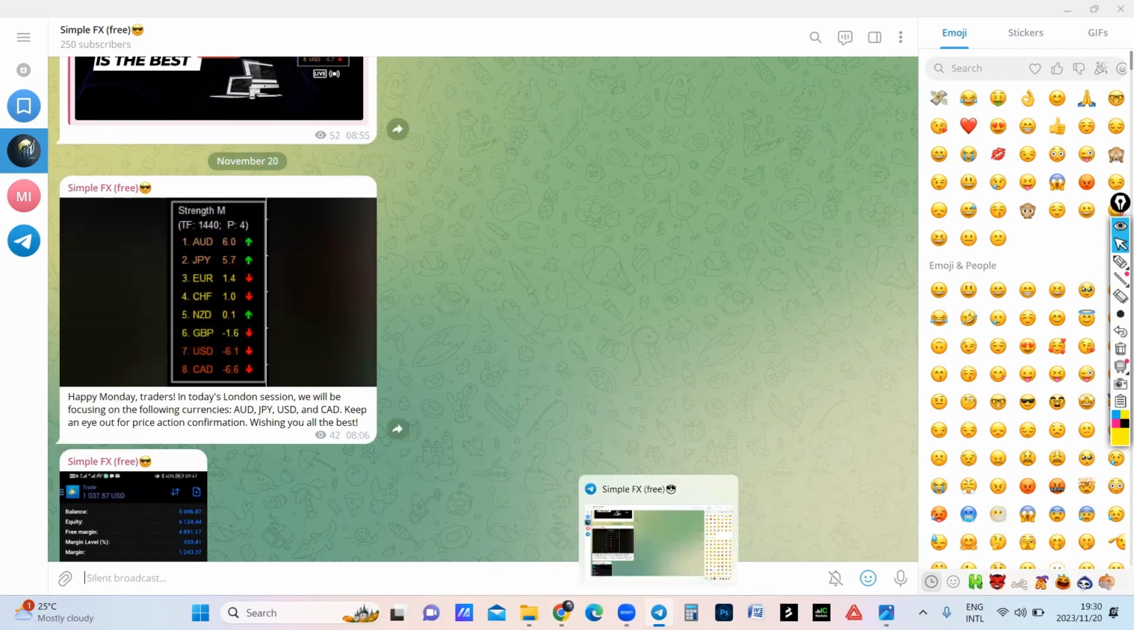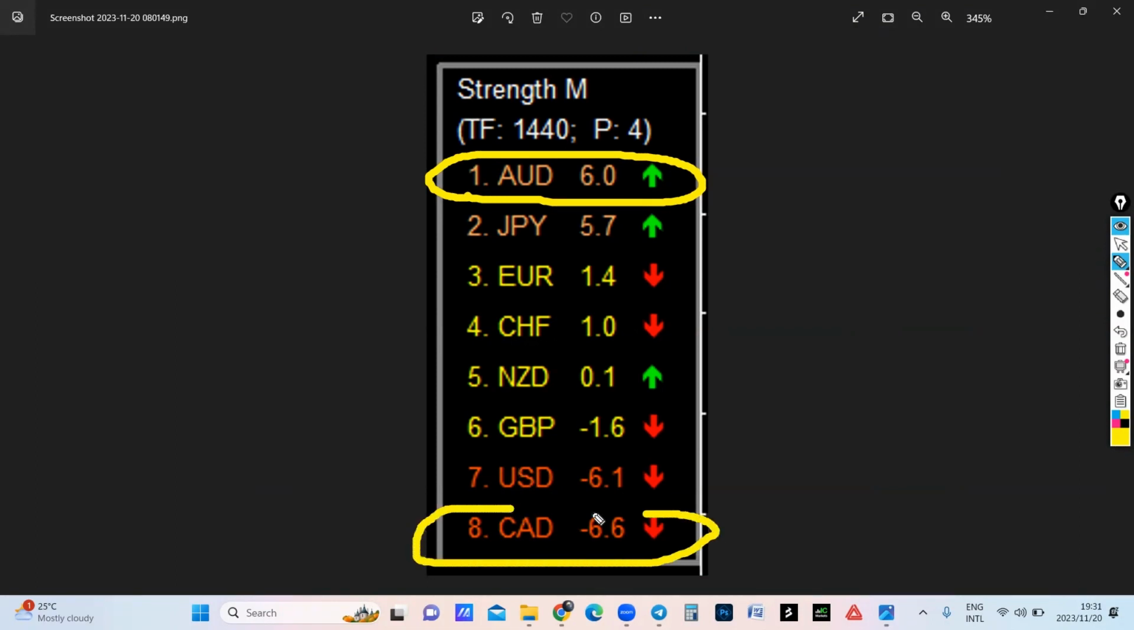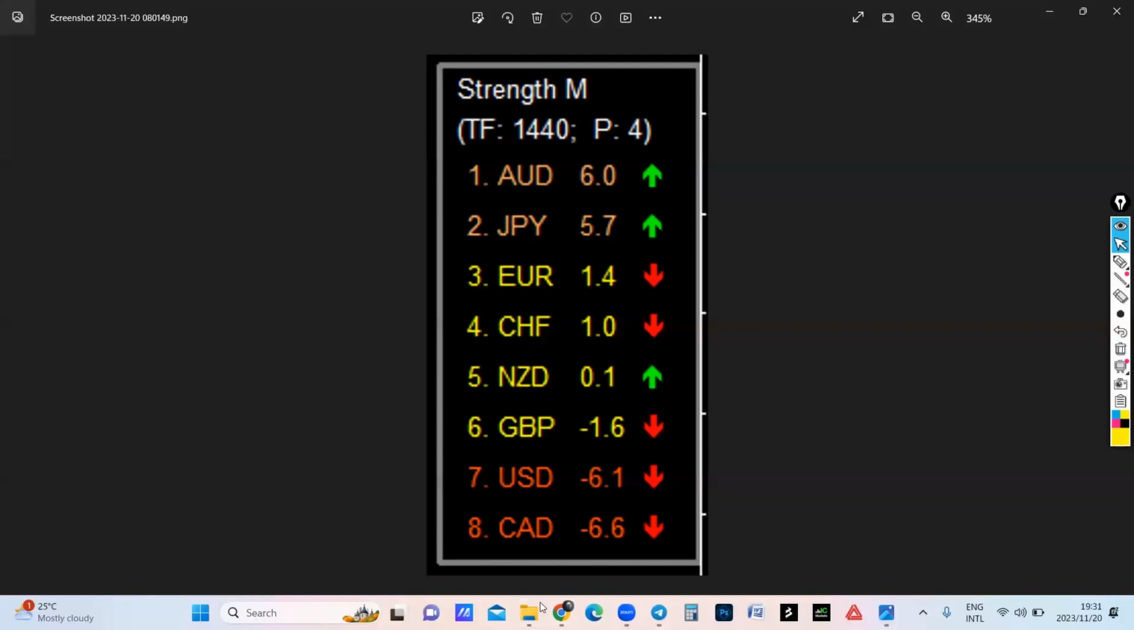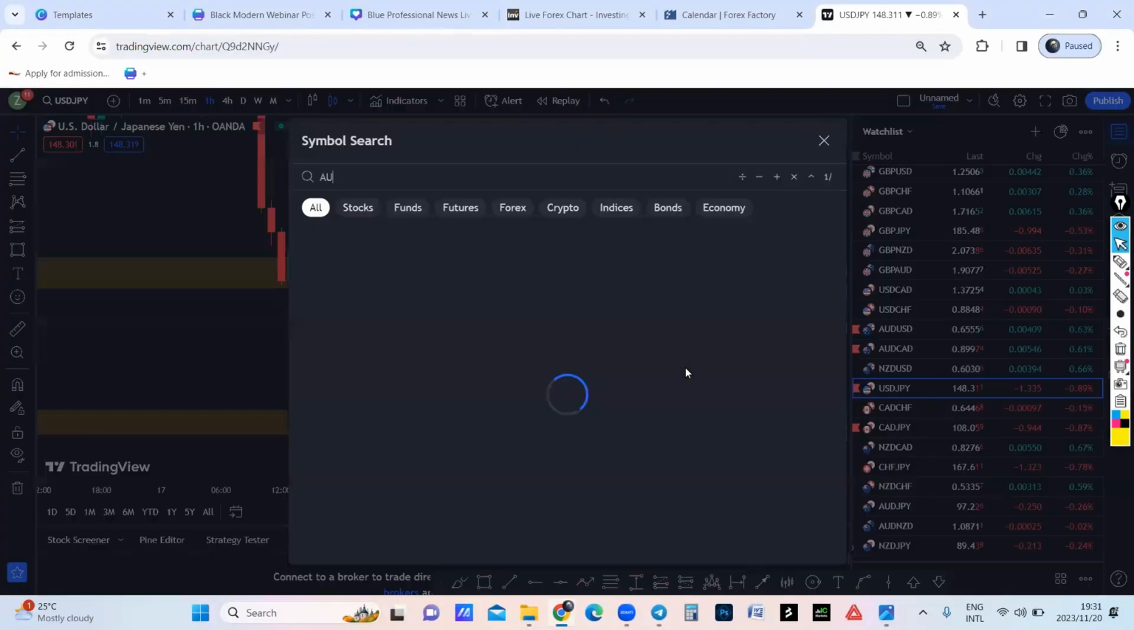So, maybe let's go back to these numbers. Maybe we are going to start on AUD versus Canadian dollar and see what was happening there in our price action. Okay, so let's maybe remove this and go to AUD Canadian dollar.